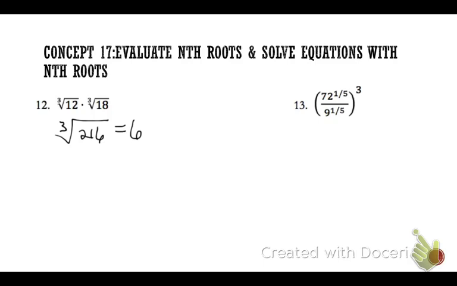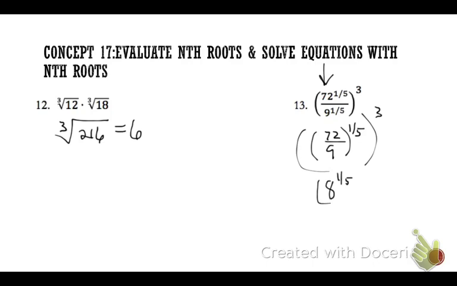And then on 13, notice that we have 72 to the 1/5 power divided by 9 to the 1/5 power. So since the power is the same, we can go ahead and divide 72 divided by 9, raised to the 1/5 power, then raised to the 3rd power. So 72 divided by 9 is 8. 8 to the 1/5 raised to the 3rd power will be 8 to the 3/5 power.